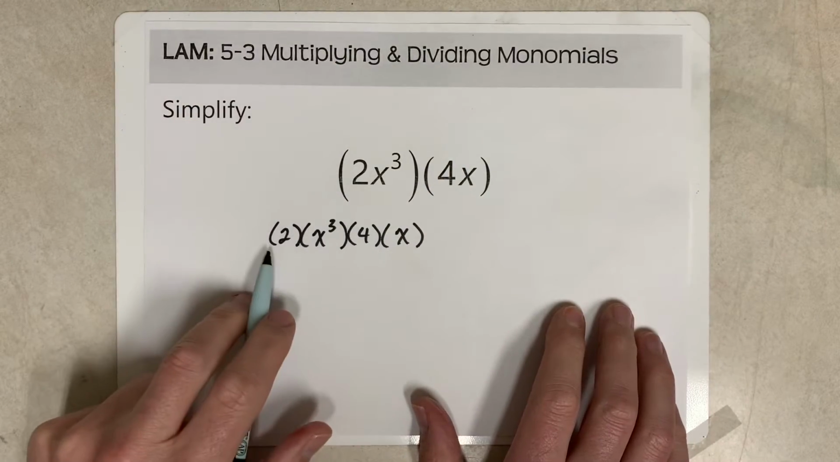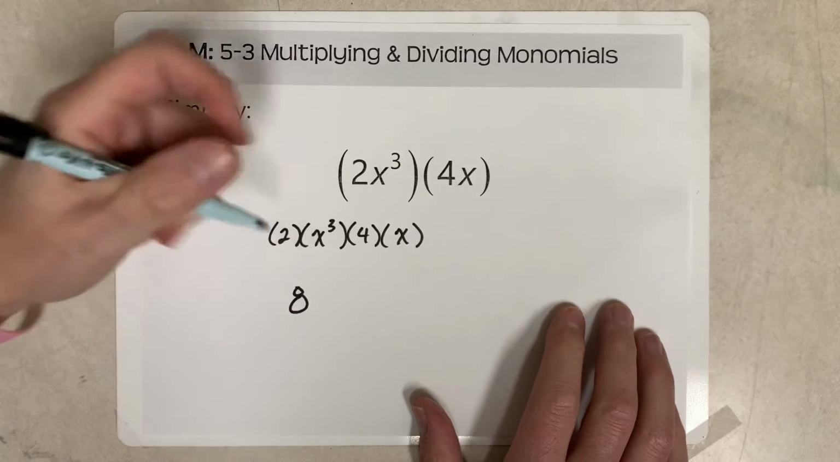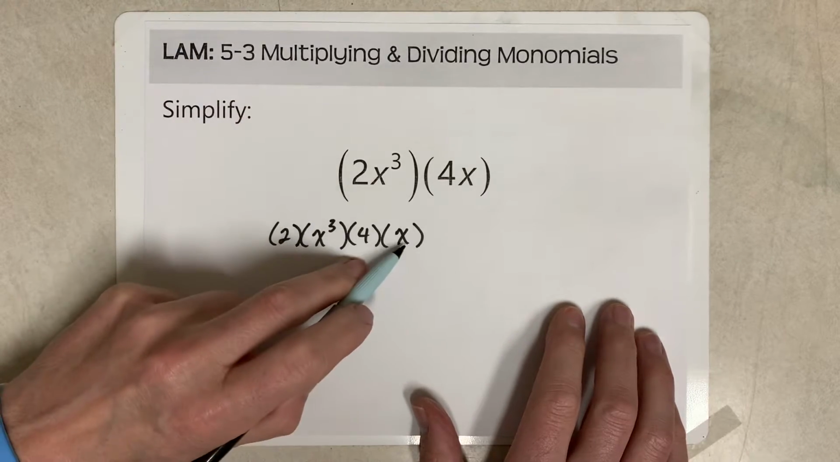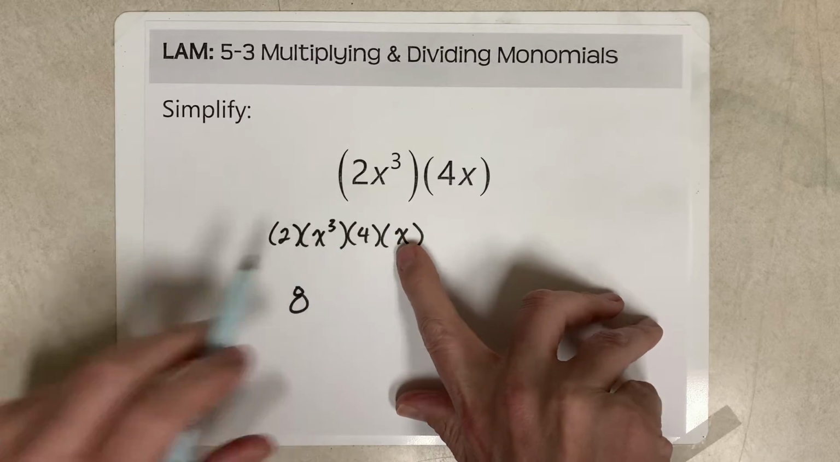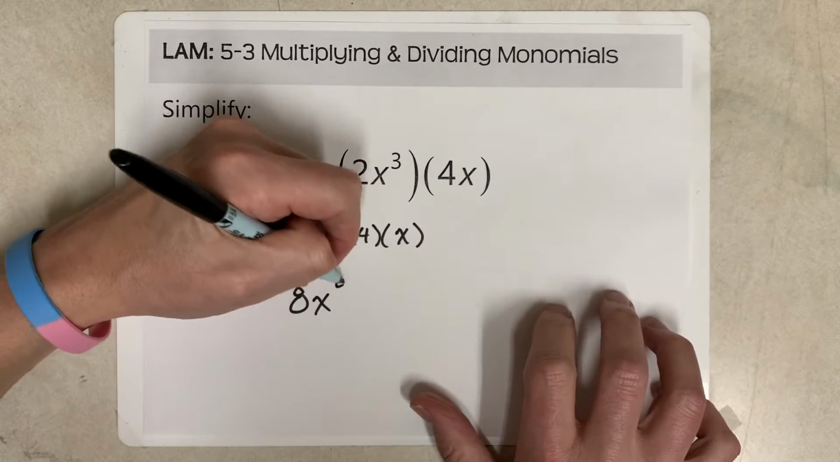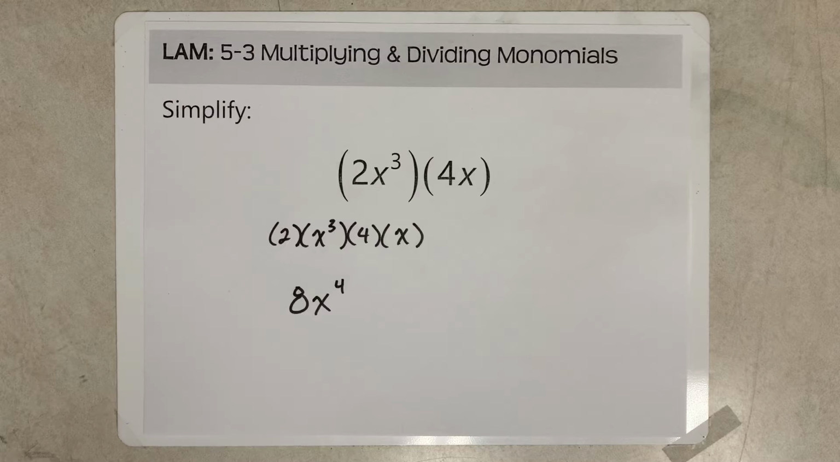4 times 2 is 8. And x cubed and another x, they're side by side, so you add the exponents. 3 and another 1 make 4. And so that's a good way to simplify that expression. 8x to the 4th.